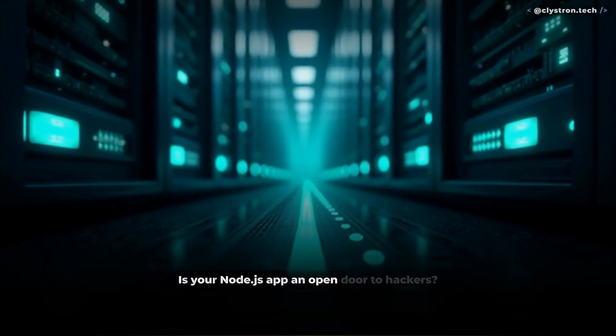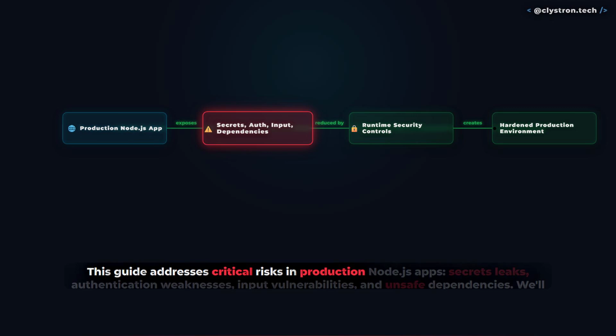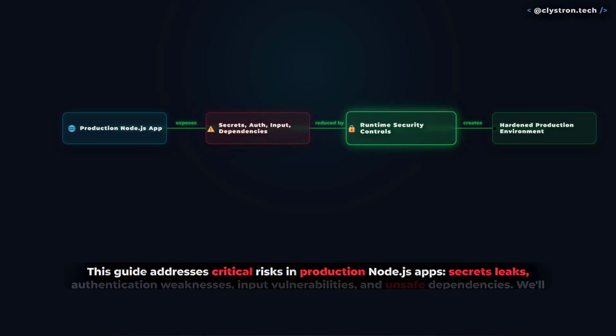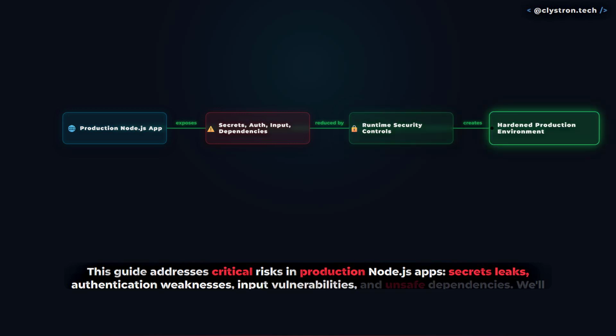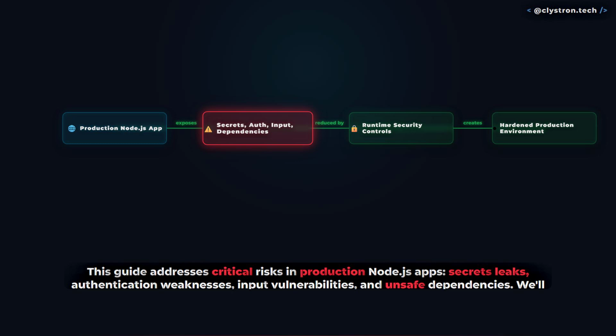Is your Node.js app an open door to hackers? This guide addresses critical risks in production Node.js apps: secrets leaks, authentication weaknesses, input vulnerabilities, and unsafe dependencies. We'll explore runtime security controls that transform these risks into a hardened, resilient environment.